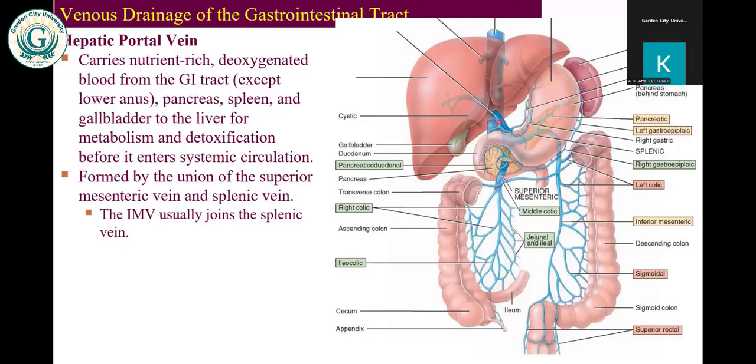Now, this hepatic portal vein is valveless. So, depending on the pressure, that will determine how blood will flow. So, when there's a problem with the liver, like liver cirrhosis, it will lead to a condition that we call portal hypertension. Because the pressure here is high, the blood will flow back.